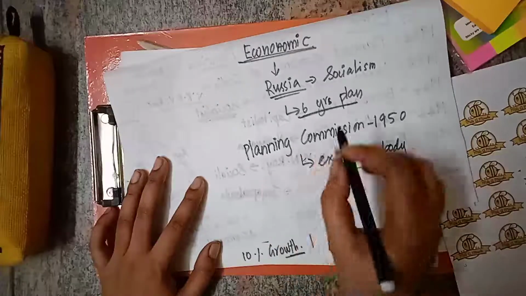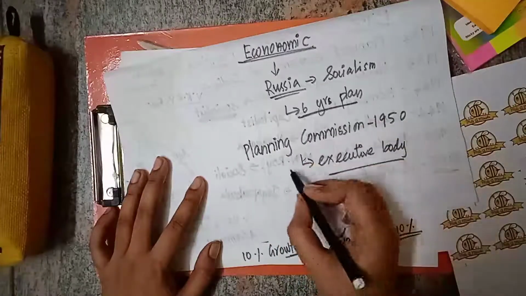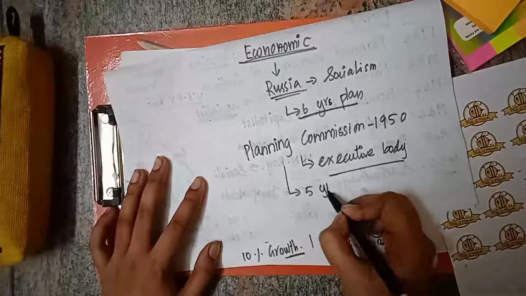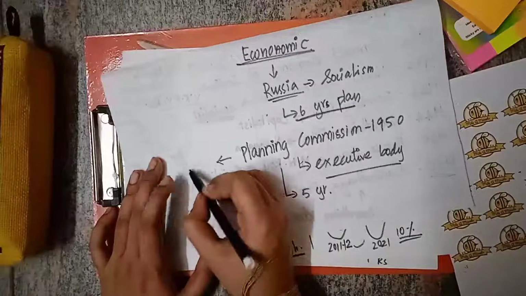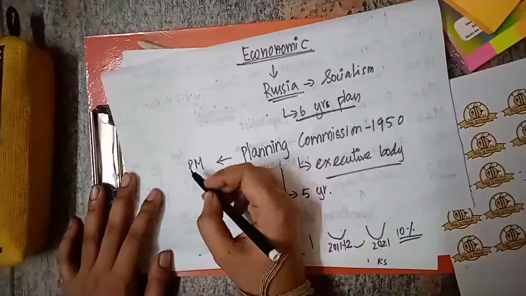The Planning Commission is the one which fixes the plan for five years, and the chairman will be the Prime Minister. So in the Planning Commission, the Prime Minister is the chairman.